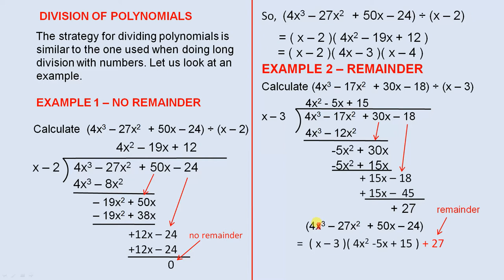In other words, the initial polynomial is x minus 3 times 4x squared minus 5x plus 15, plus 27, which is the remainder. So if you don't get 0 here, that means you have a remainder, and there it is there, plus 27.